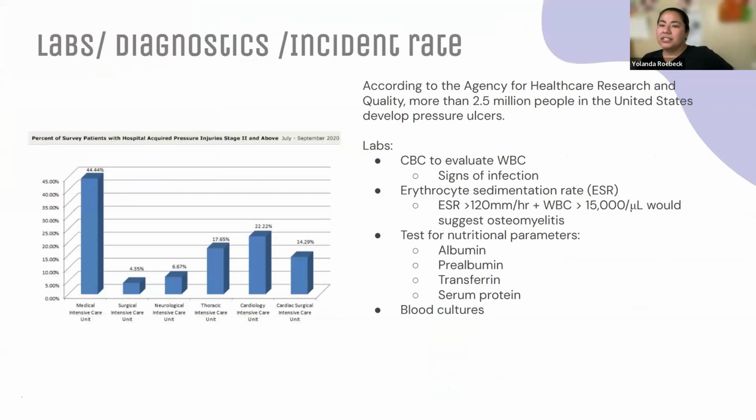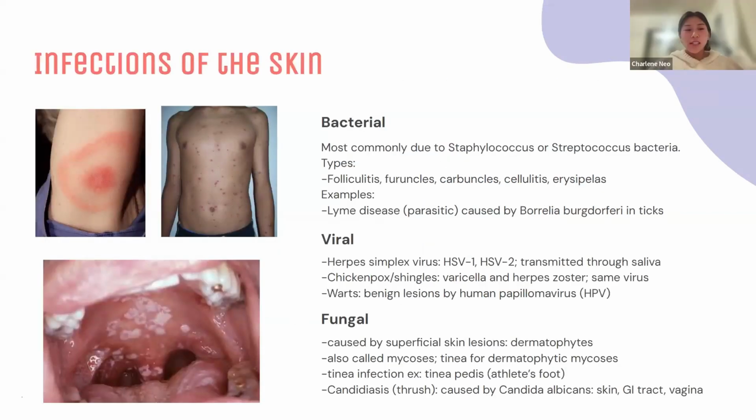An ESR would suggest osteomyelitis. They also test for nutritional parameters, which include albumin, prealbumin, transferrin, and serum protein. Adequate nutrition promotes adequate wound healing, and blood cultures can be tested for signs of possible bacteremia or sepsis.